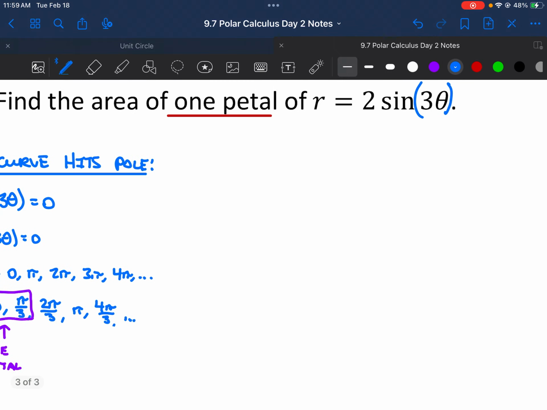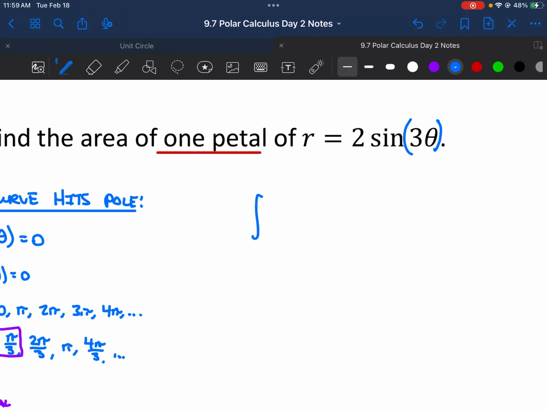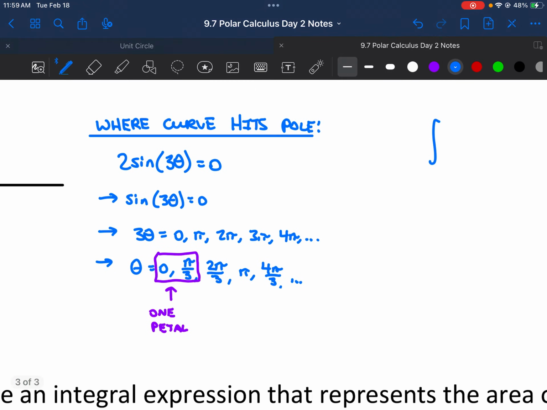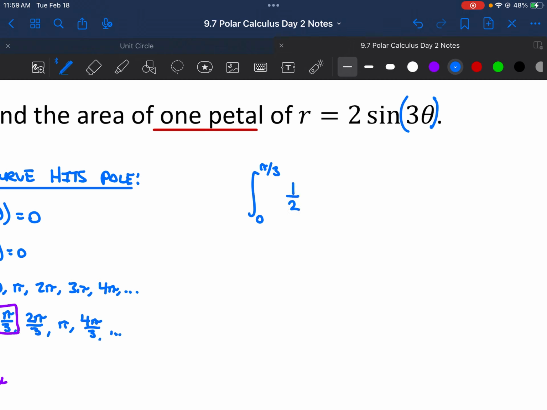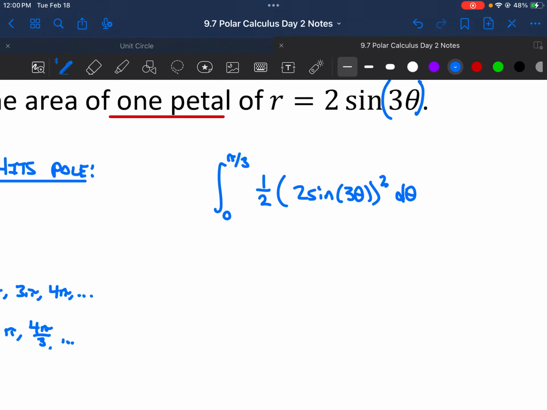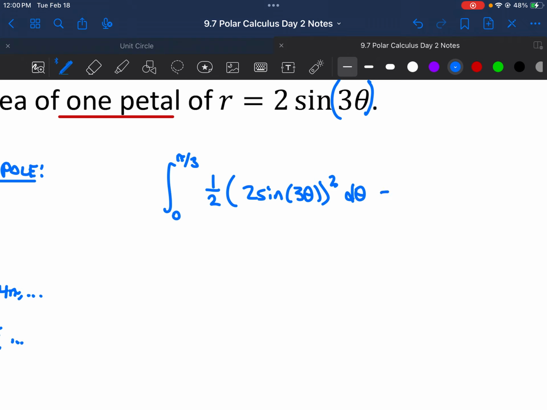So the area of one petal is going to be the integral from, now we pick any two that are next to each other, I'm going to go 0 to pi over 3, 1/2 r, which is 2 sine 3 theta, squared d theta. So 1/2 times 2 sine of 3 theta squared d theta. Take a moment, plug that into the calculator. Make sure that you get the answer that I get. Very important that you plug it in the calculator and check yourself that you get the correct answer.